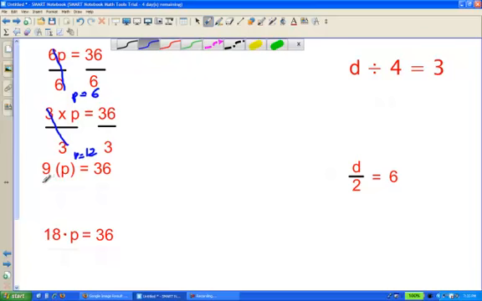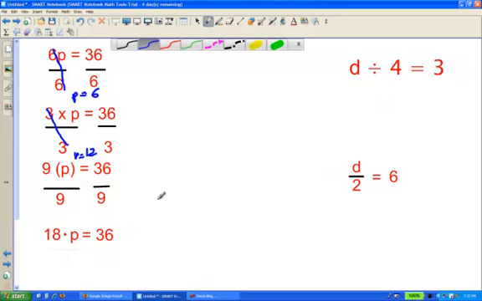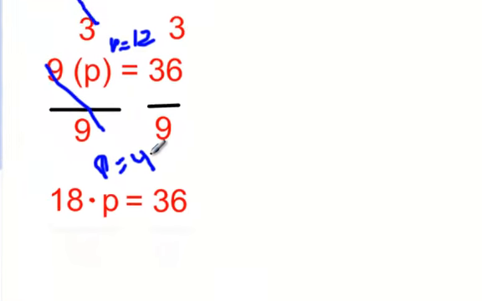So I have 9p equals 36. Well, 9 is next to the p in parentheses. That means what operation? That's going to be times, so I'm going to be dividing by what number? Dividing by 9. If I divide by 9 on that side, what do I have to do to the other side? You got it. Divide by 9. So everybody's happy. Both sides got the same thing. And I have 9 over 9. Those are going to cancel each other out. I'm left with p on the left side. 36 divided by 9 is equal to 4.